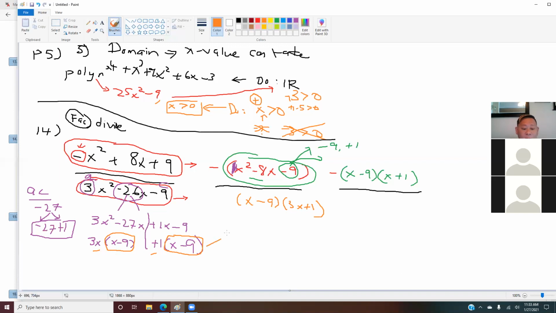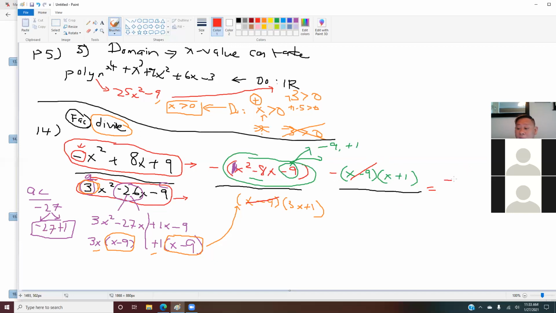So this is how you factor using what we call the AC method, and that only happens if you have a number in front of your x squared. If you compare the factors of the top and the bottom, now we can divide them out. What are the common factors you can cancel? You can cancel the x minus 9.